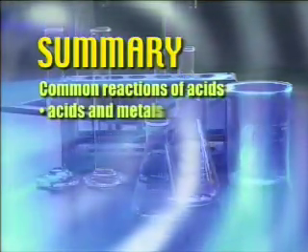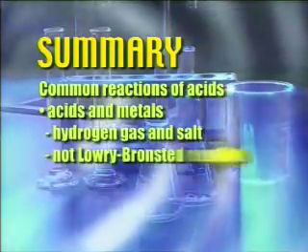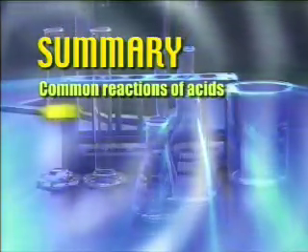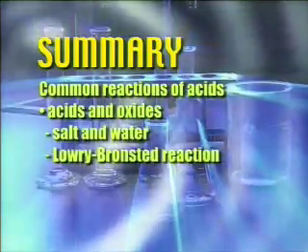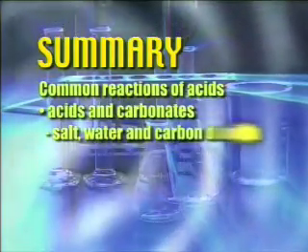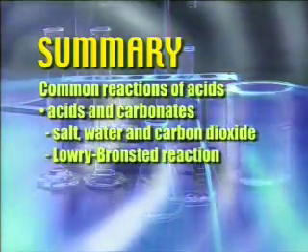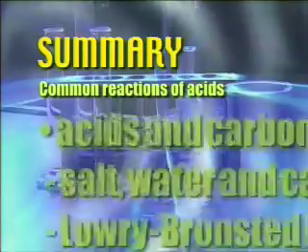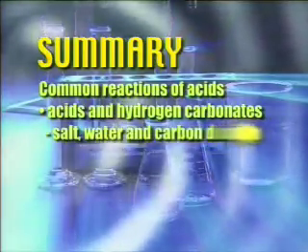When acids and metals react, hydrogen gas releases and salt forms. These aren't Lowry-Bronsted reactions because there is no proton exchange. When acids and oxides react, salt and water forms. This is a Lowry-Bronsted reaction. When acids and carbonates react, salt, water, and carbon dioxide forms. These are Lowry-Bronsted reactions. The carbon dioxide and water comes from unstable carbonic acid. When acids and hydrogen carbonates react, salt, water, and carbon dioxide form.